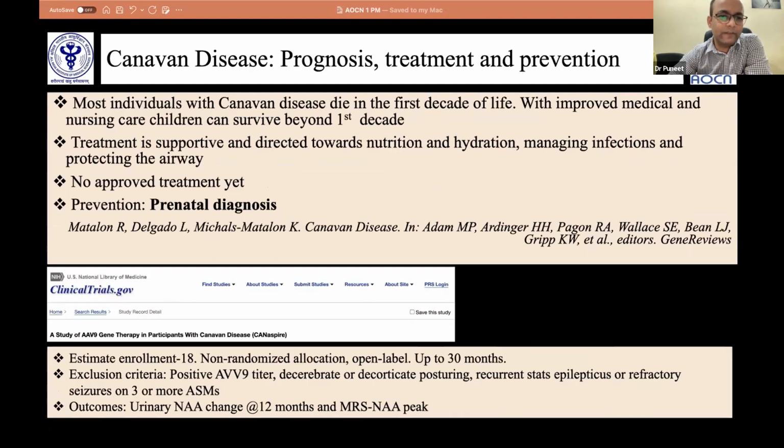Most individuals with Canavan's disease die in the first decade of life, but with improved care, they might survive beyond the first decade. Treatment is predominantly supportive care. There is no approved treatment as of now.